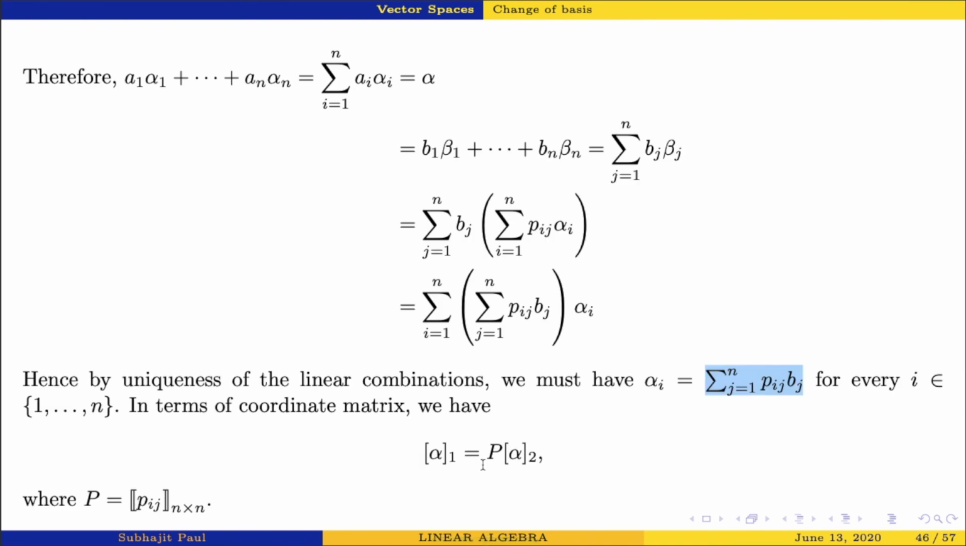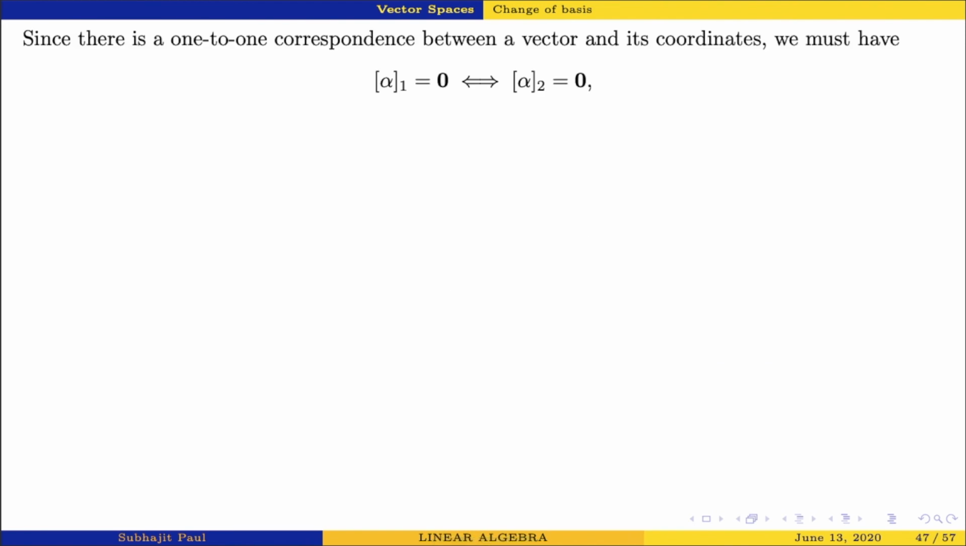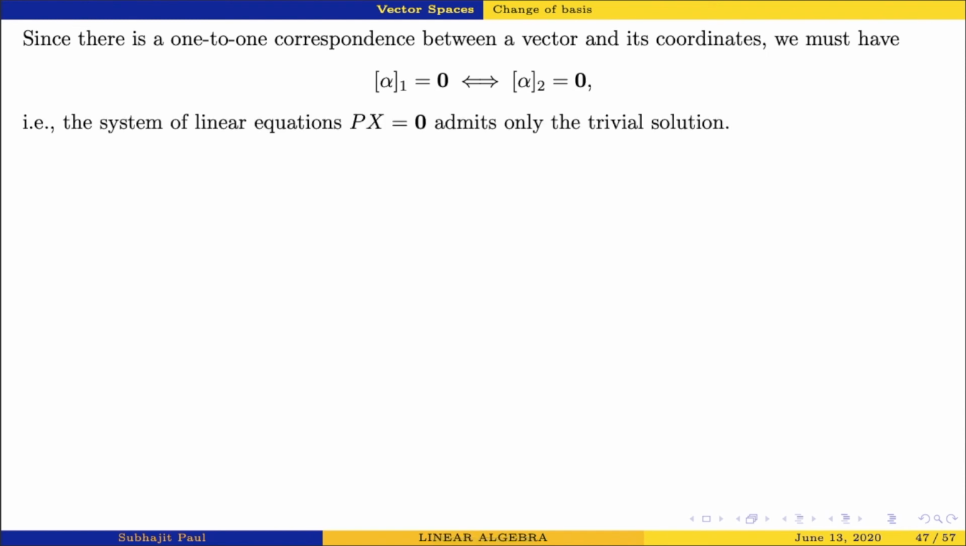Since there is a one-to-one correspondence between a vector and its coordinates, we must have that the coordinates of alpha with respect to the first basis are 0 if and only if the coordinates of the same vector with respect to the second basis are also 0, the null vector actually, the 0 vector in F^n. That is, the system of linear equations Px = 0 admits only the trivial solution. Okay, hence P has to be an invertible matrix.